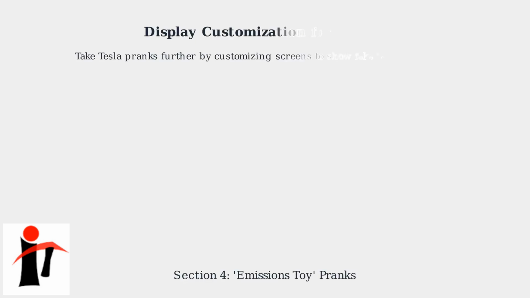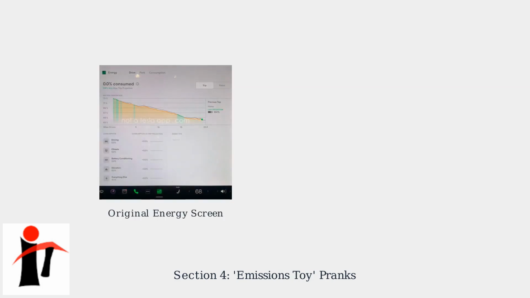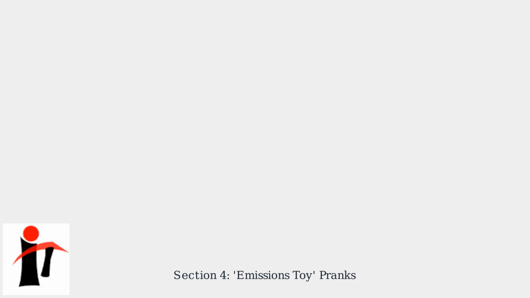Advanced Tesla pranks involve customizing your vehicle's display screens. You can modify the energy or trip screens to show fake emissions data, creating the emissions toy effect that humorously simulates pollution from an electric vehicle. Tesla's energy screen normally shows battery consumption and efficiency data. This clean display tracks your driving energy use without any emissions metrics. The trip screen displays consumption over distance traveled. Like the energy screen, it focuses on efficiency rather than emissions.